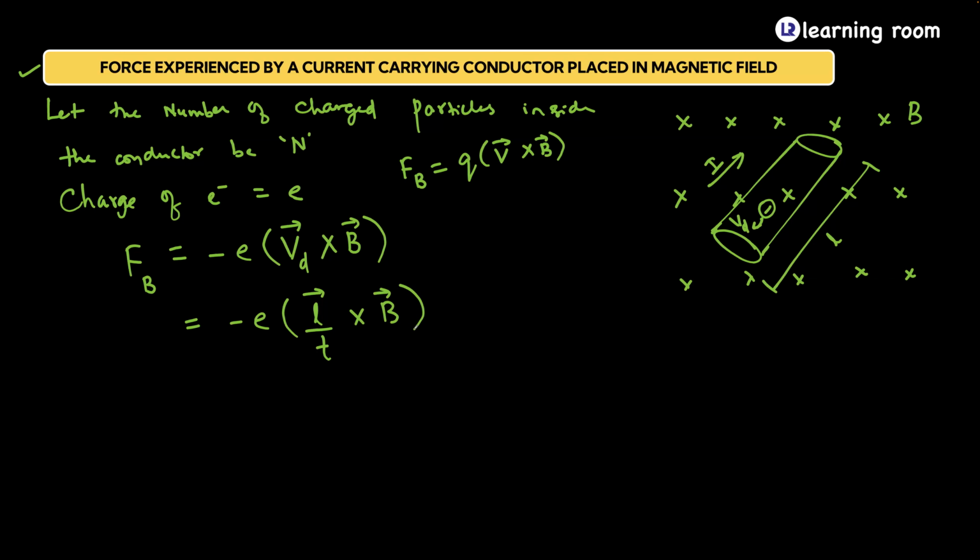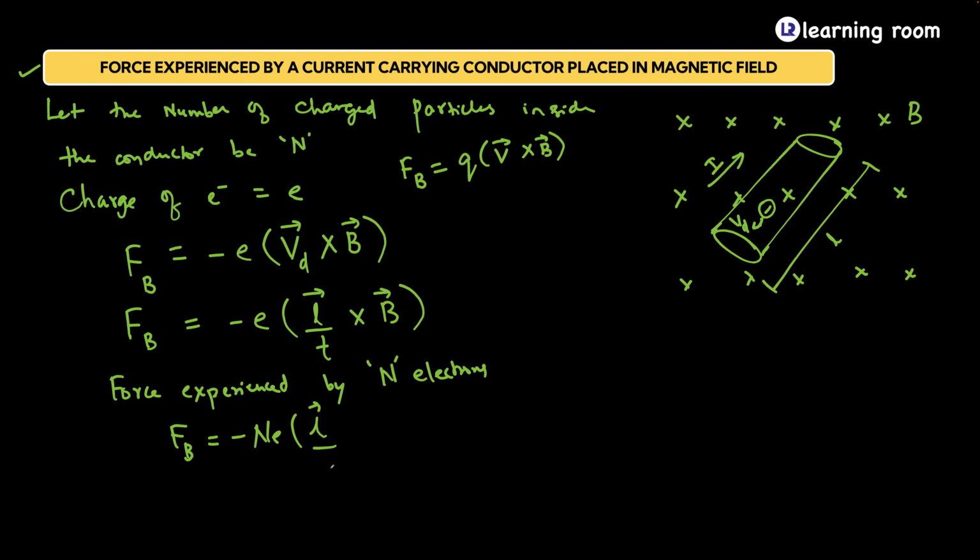Makes sense? So this is the force experienced by whom? This is the force experienced by one electron. So if I want the force experienced by n electrons, what are we supposed to do? If I need the force experienced by n electrons, Fb will be equal to minus Ne into L vector divided by T cross B vector.